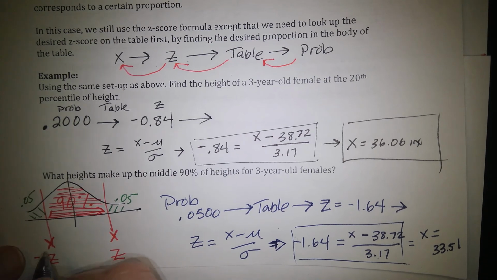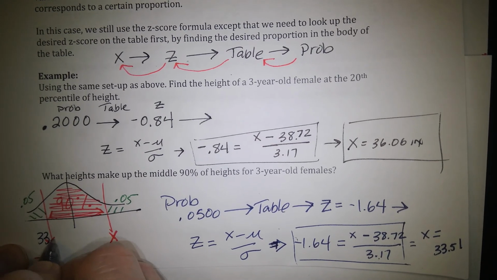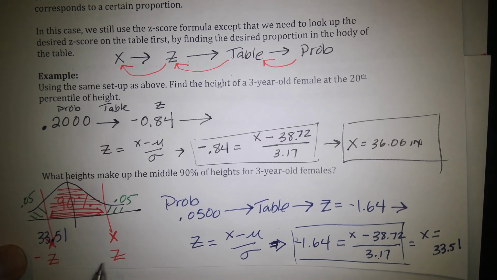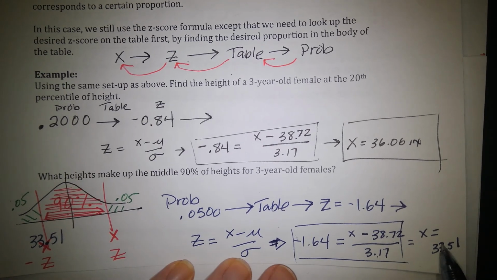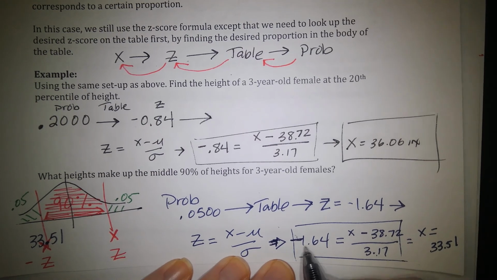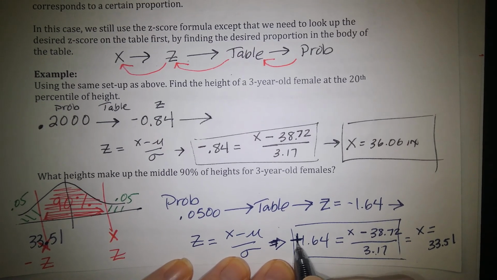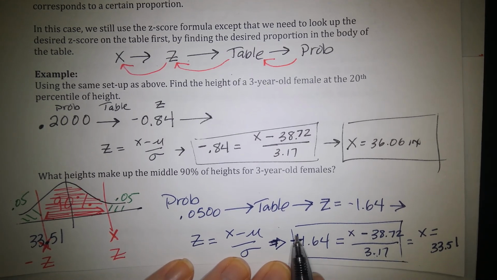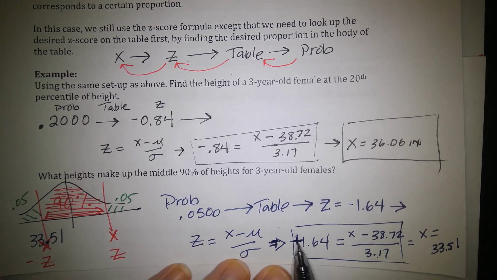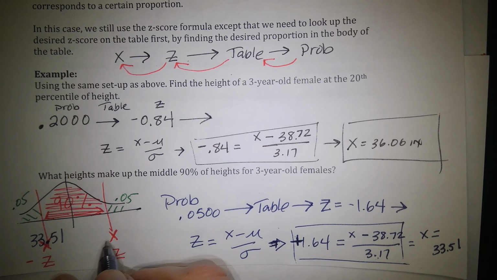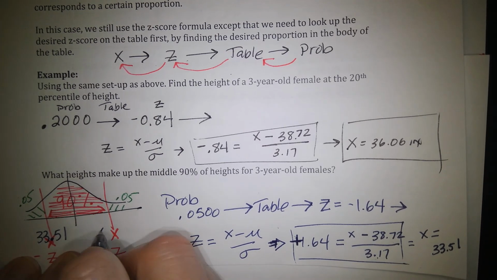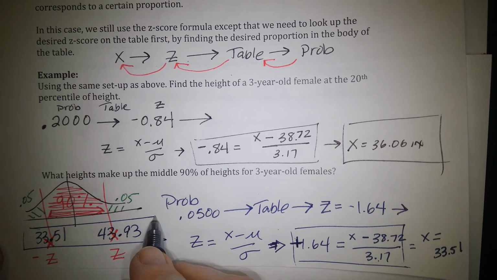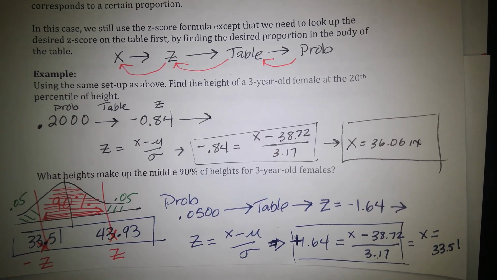Now that is going to be this number over here, 33.51. In order to find the other one, I have to change that z to a positive. So I'm going to do the exact same question, but this time I'm going to turn this negative z into a positive z and resolve this question. And when I do, multiply by 3.17 and add 38.72, we're going to get an x value that is equal to 43.93. So these are going to be the two values that I would be looking for as the answer.